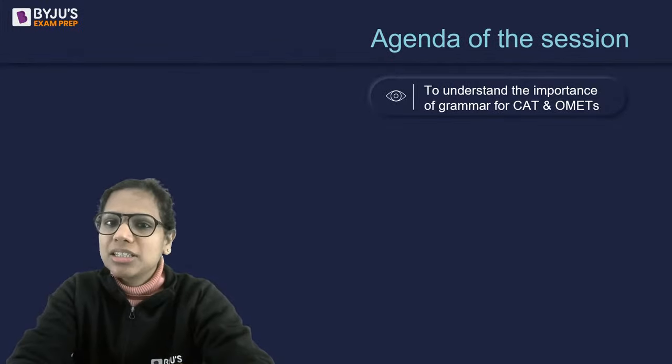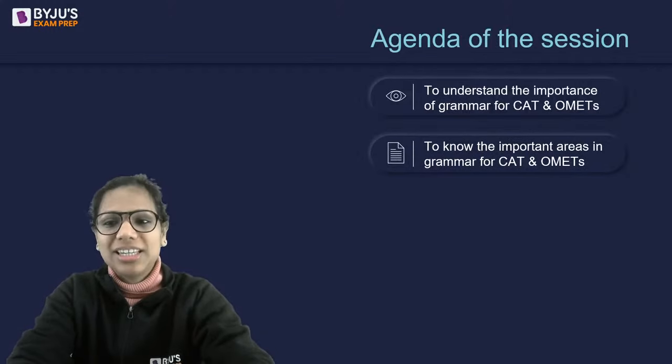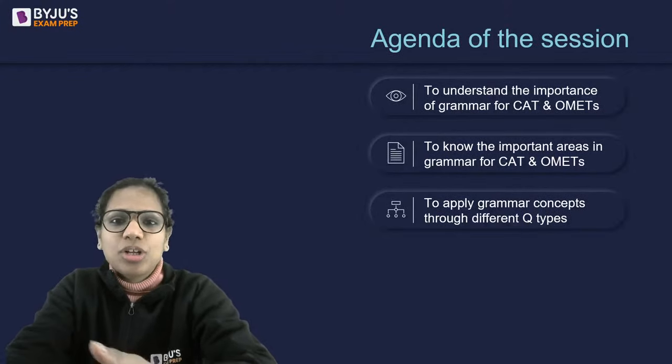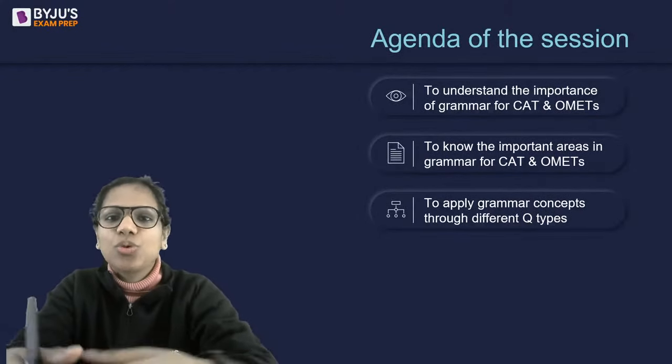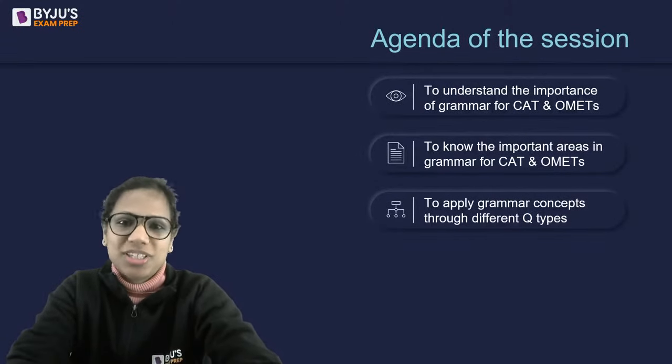We're going to understand the importance of grammar for CAT and OMETs. We're going to look at some important areas that you need to learn for becoming good at grammar, and what all grammar concepts are tested, how they are tested, in what all question formats they are tested. That's also something that we are going to see through questions.